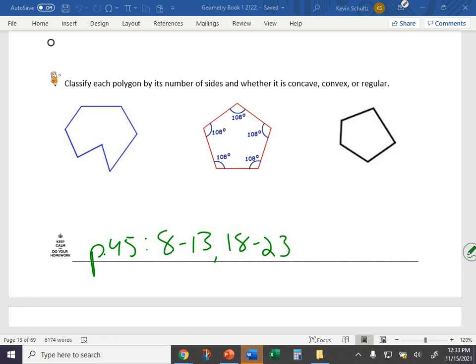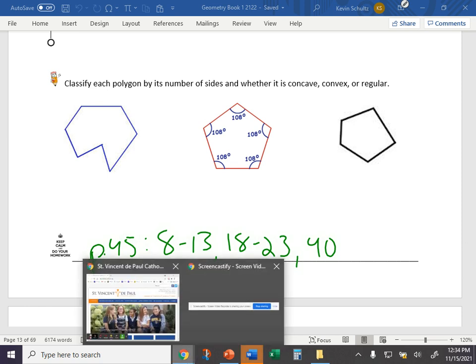And number 40. 40 is a multi-step. It's A through C. That's kind of your challenge question there. All right? That's your homework for tomorrow.